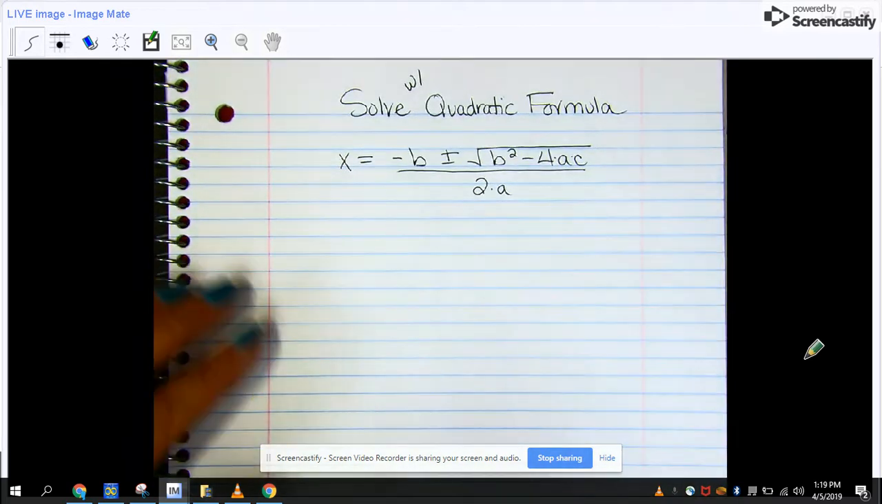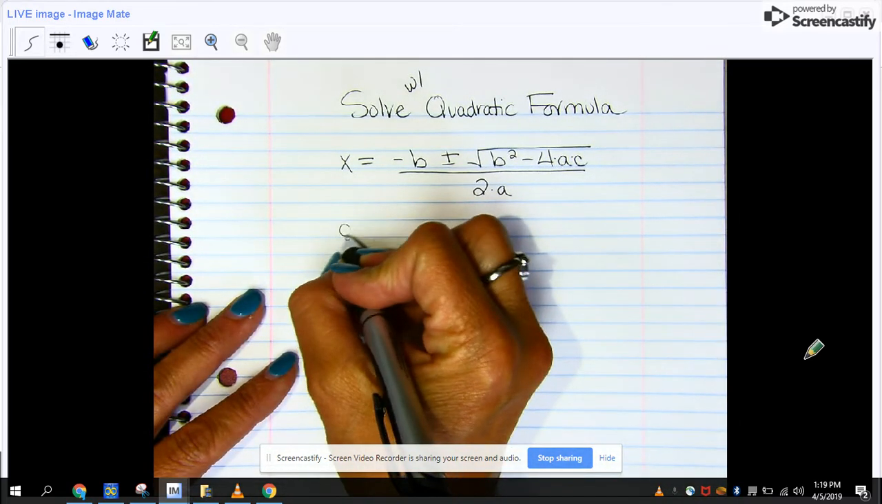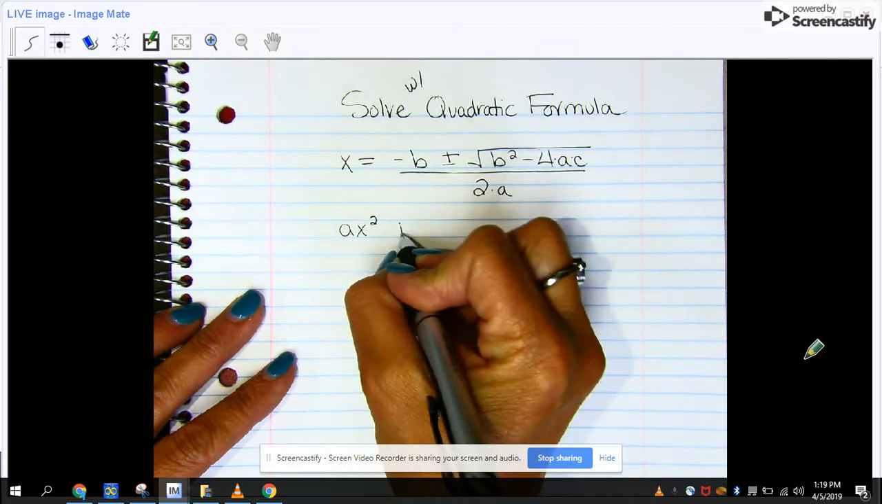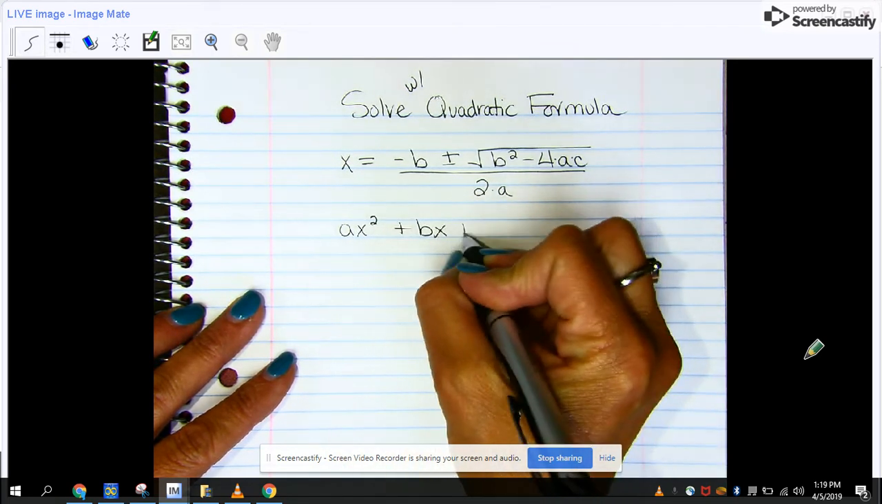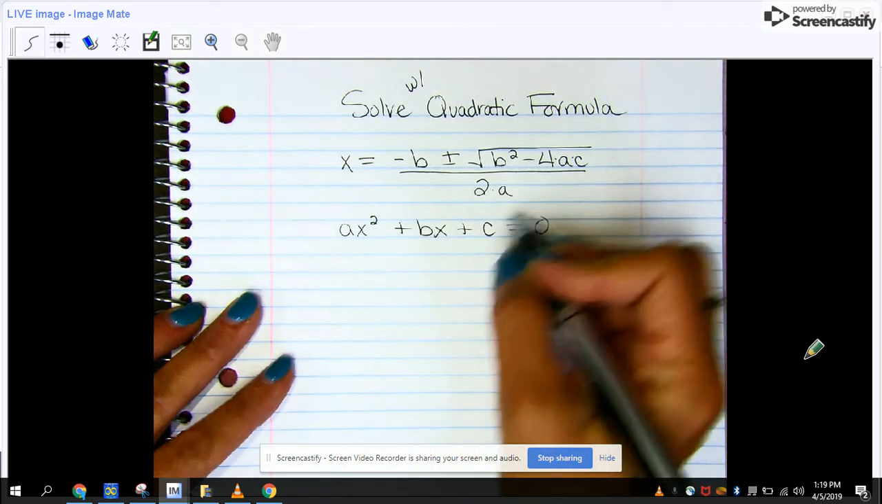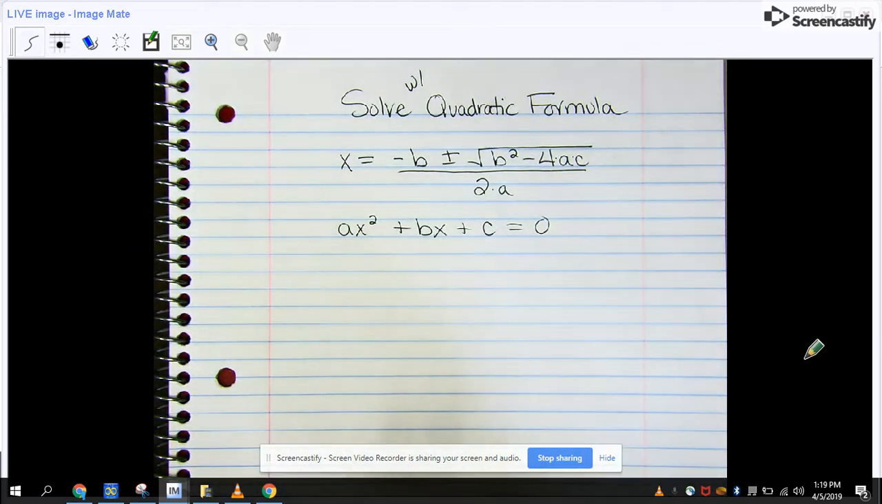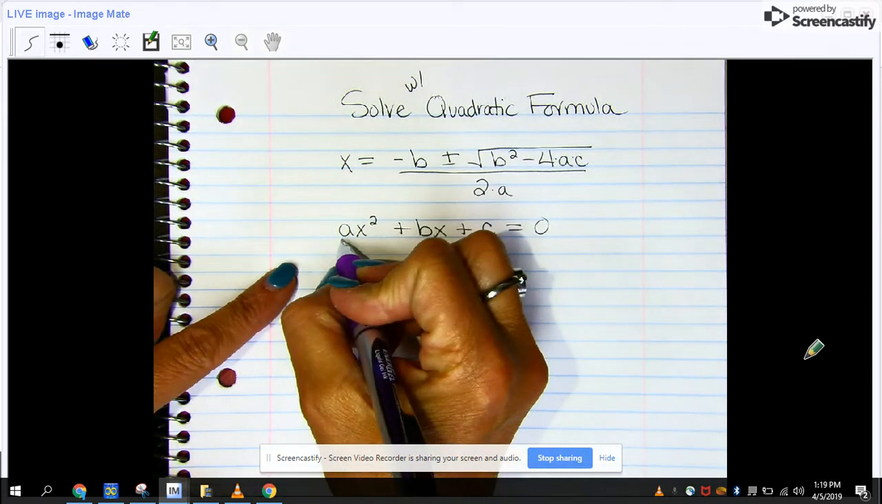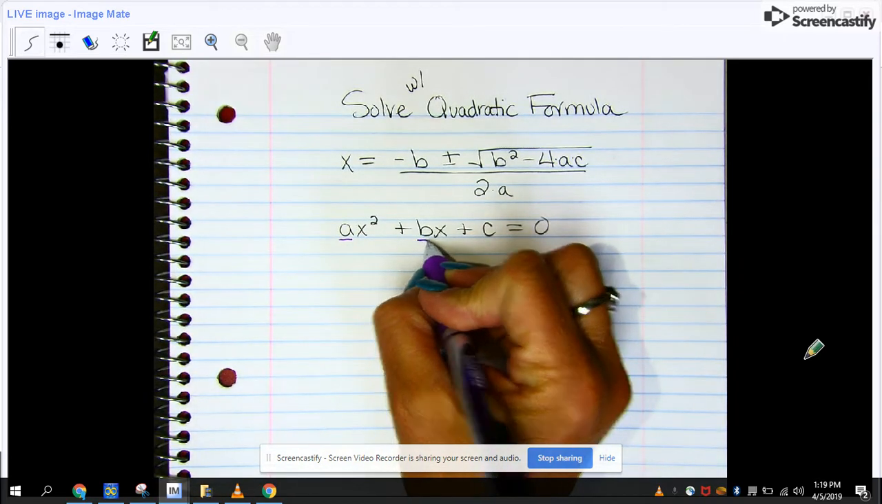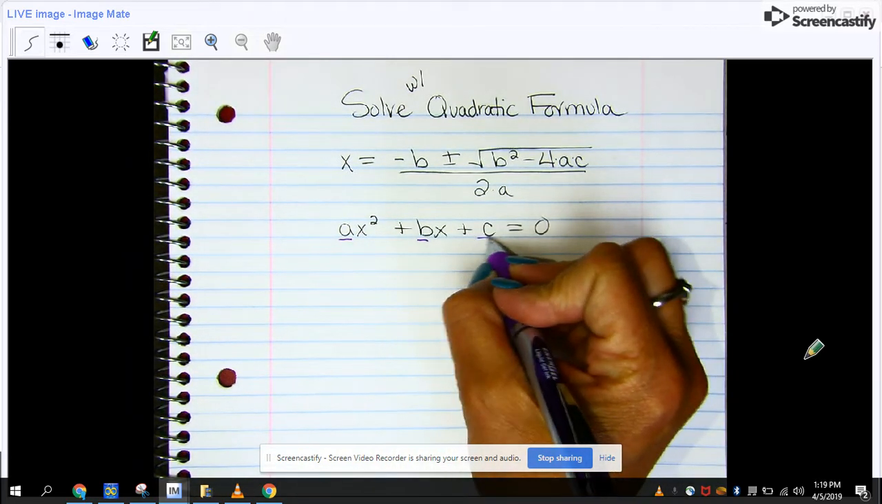Now, the a's and the b's and the c's come from standard form of a quadratic, which is ax squared plus bx plus c. So whatever number is with the x squared is your a, whatever number is with the x is b, and then the number that stands alone is the c.